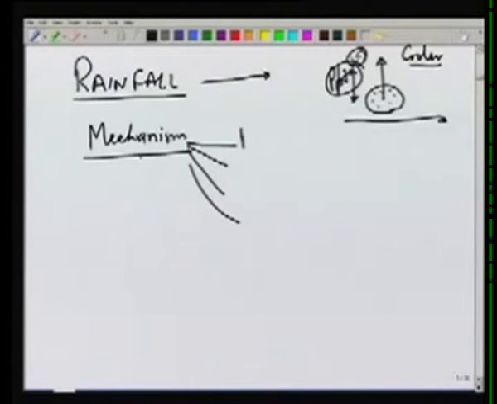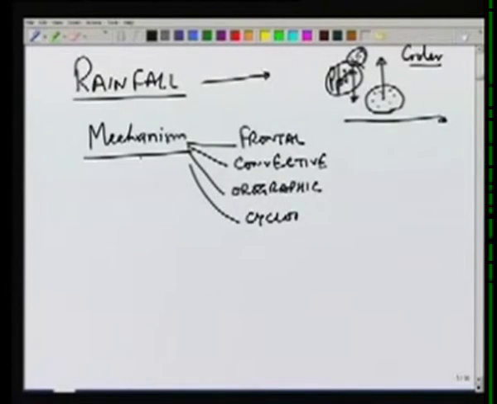Typically, we can classify them as frontal precipitation, convective precipitation, orographic, and cyclonic. Cyclonic also includes anticyclonic, which have different directions of wind.